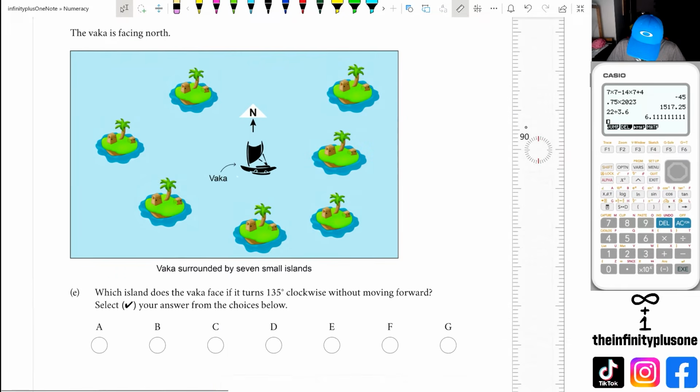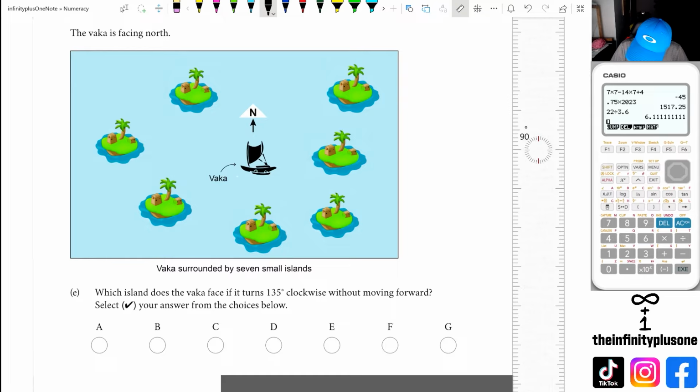Okay, so next question, question E. Waka is facing north. Oh, that's right, I forgot to write. This was one of those ones where I changed the images. So let me just write the letters.